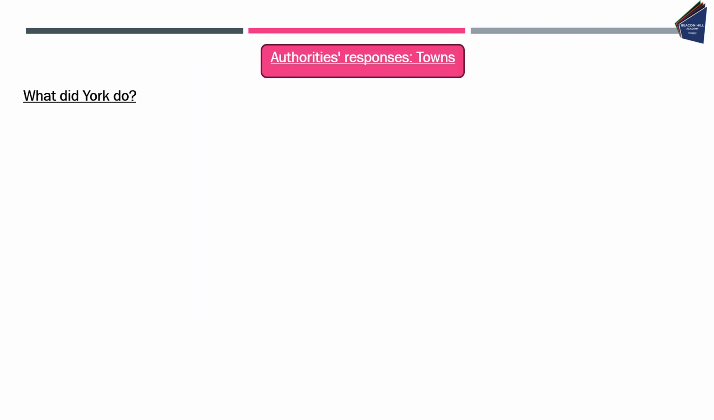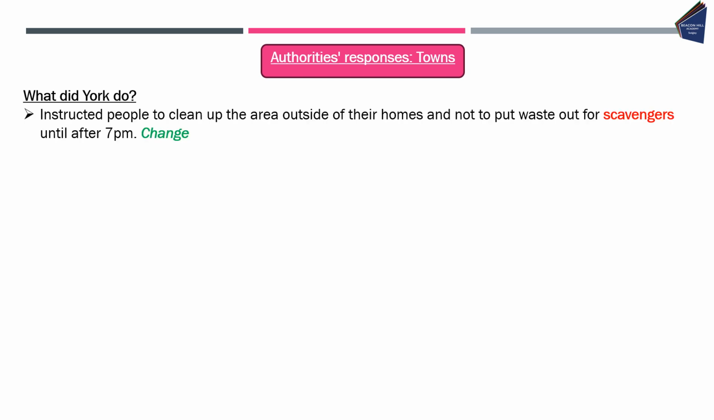Another element that you could be asked about in the exam is what the authorities' responses were to try and improve public health, and we're going to have a look at this through the lens of towns. So first of all, we're going to have a look at York, which would be a really good example to reference in the exam. So in terms of York, first of all, they instructed people to clean up the area outside of their homes and not to put waste out for scavengers until after 7 p.m.